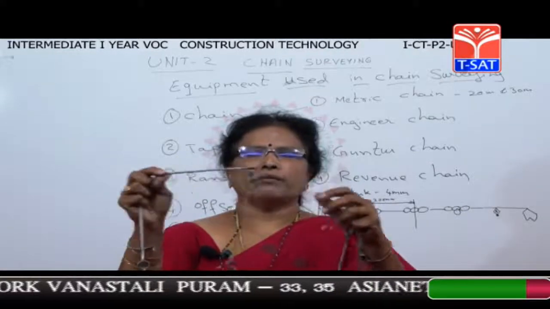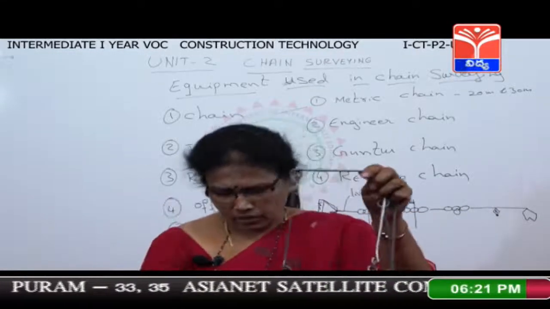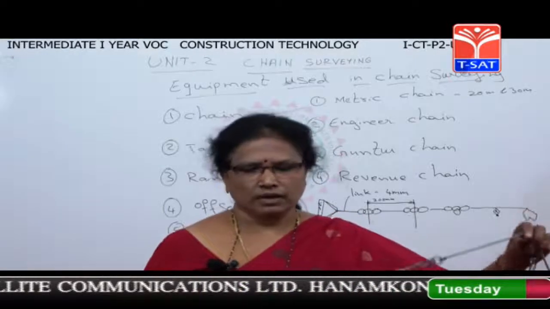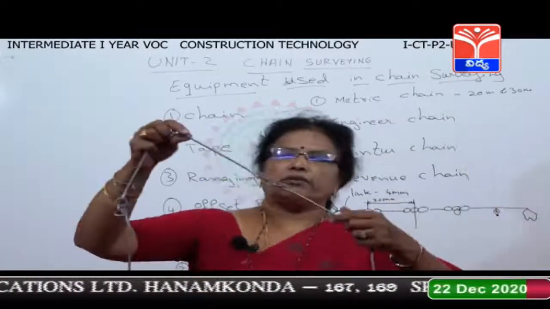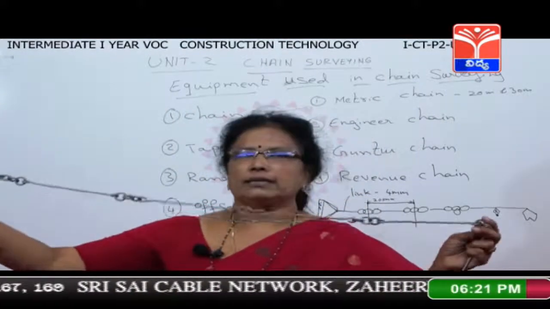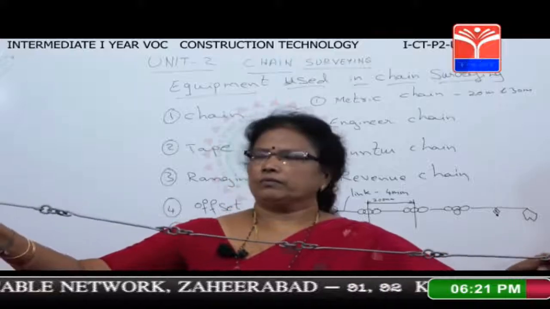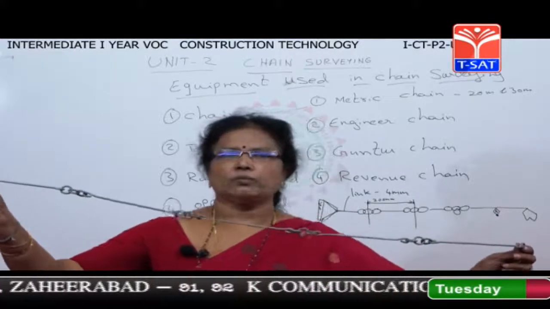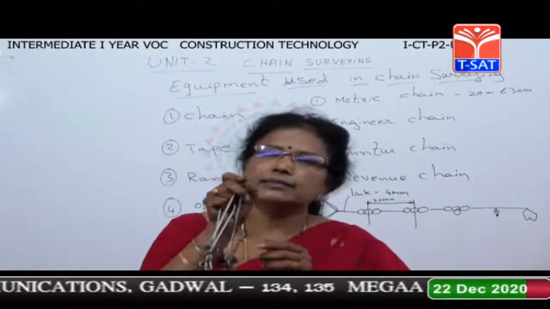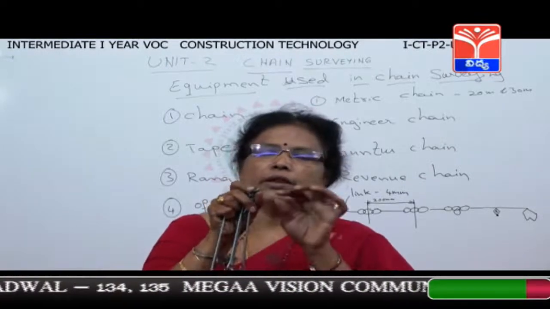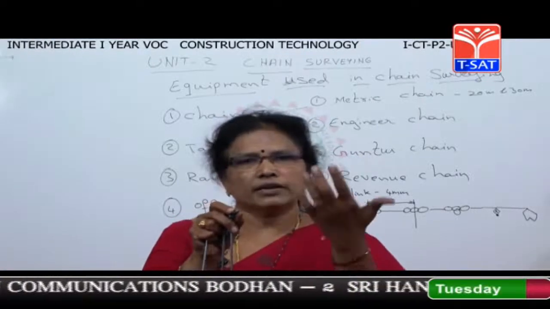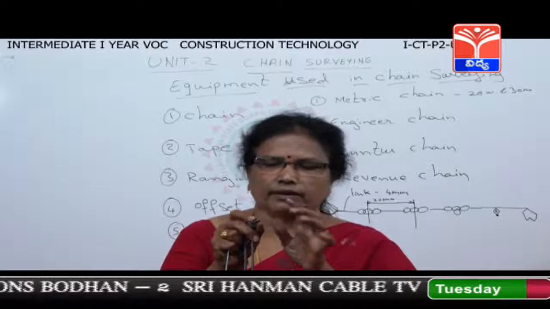200 mm means for 1 meter, how many links will you be having? You will be having 5 links. 5 links for 1 meter, like this. Say 1, 2, 3, 4, 5. These are the 5 links. So for 5 links, you will be having 1 brass ring. This is the ring. When you see this ring, that means it is understood it is 1 meter. Then next for other 2 meters, you will be having another ring like that.